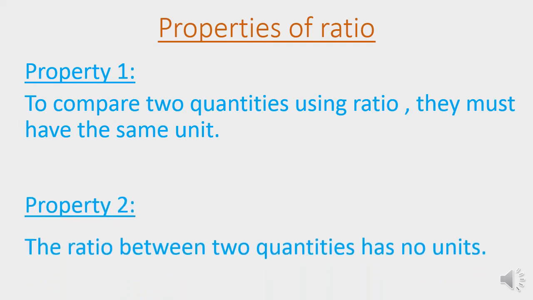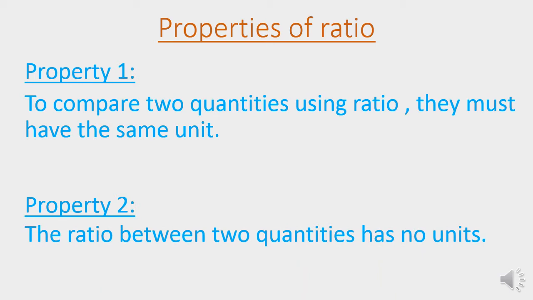Property 2: the ratio between two quantities has no units. If we convert one of the two units to the other, we have the same unit. We can ignore the units. They will be two numbers.